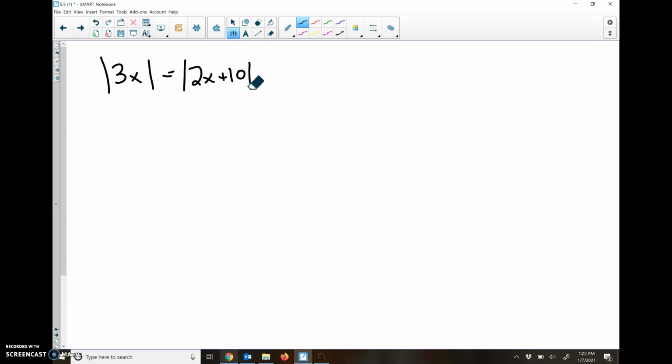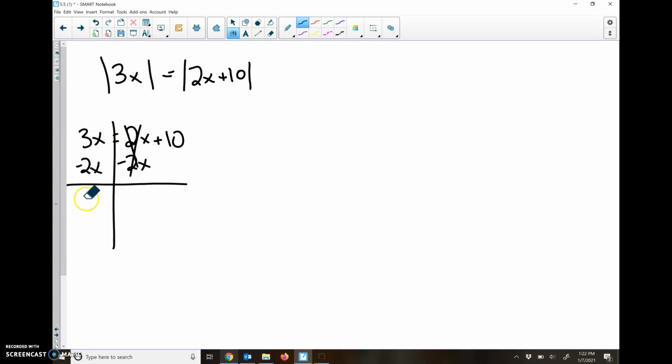So one problem we're just going to solve like normal. I'm just going to take off the absolute value bars. So 3x equals 2x plus 10. I'm going to subtract 2x from each side. So those cancel out. 3x minus 2x is just x. And so my first answer, I'm left with x equals 10.